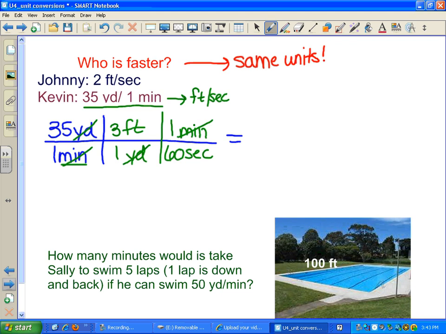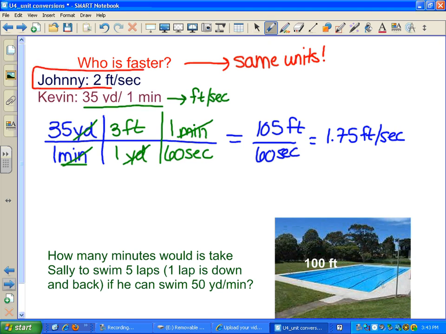On the top, 35 times 3, not 70, I'm sorry, 35 times 3 is 105, I meant to say. And that's going to be feet over 60 seconds. Well, I'm going to divide that out. I'm going to take 105 divided by 60, and I get 1.75 feet per second. So who's faster, Johnny, who goes 2 feet per second, or Kevin, who goes 1.75 feet per second? Well, obviously, Johnny is the faster competitor.